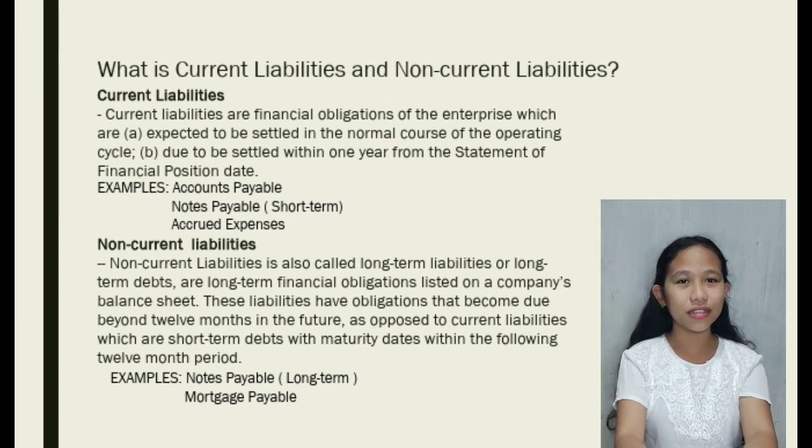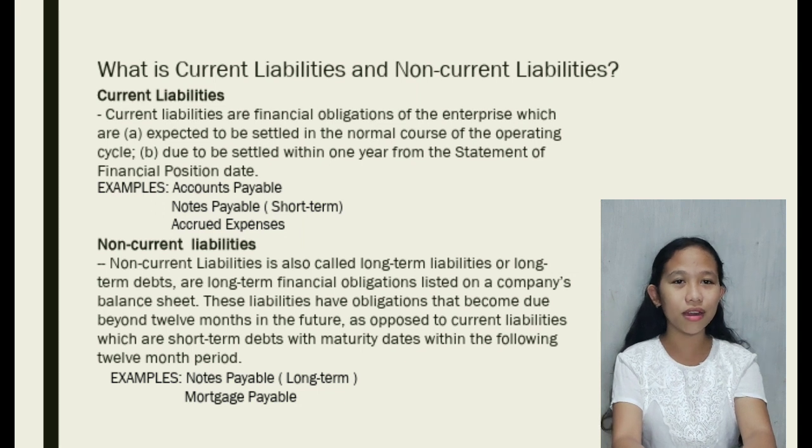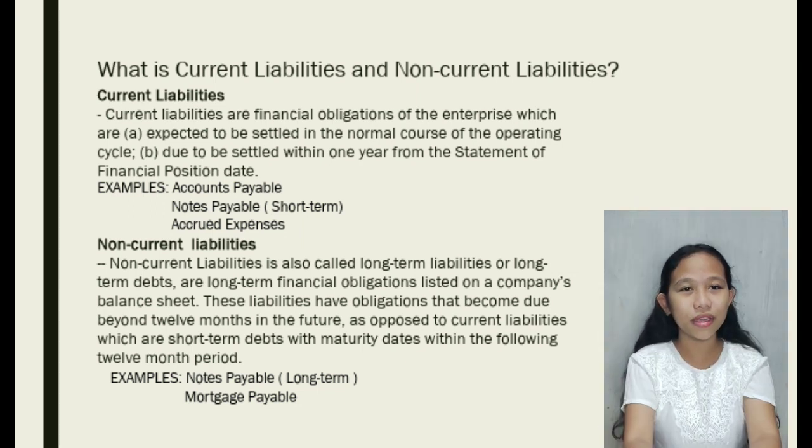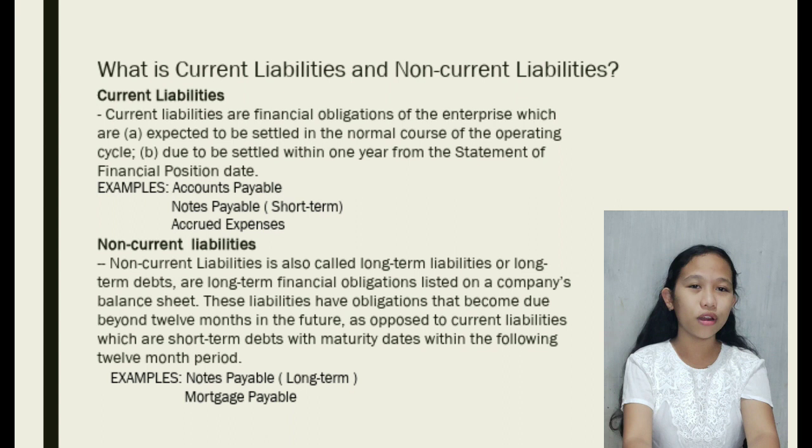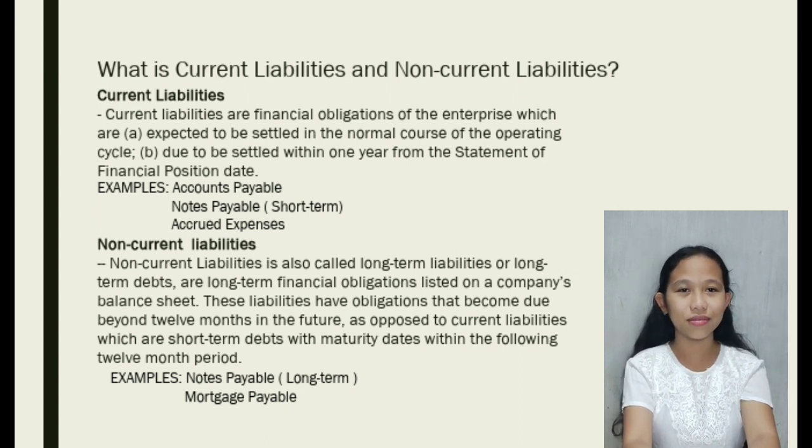Non-current liabilities is a financial obligation of an enterprise on a company's balance sheet that is not expected to be paid off within a year. Unlike short-term liabilities, which are due within a year, non-current liabilities are due over a longer period of time. Examples are notes payable, mortgage payable, term loans, and deferred tax liabilities.